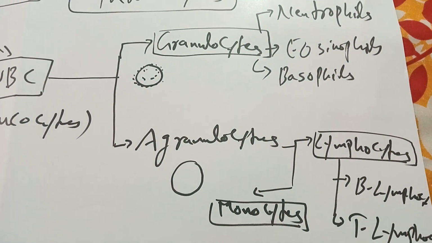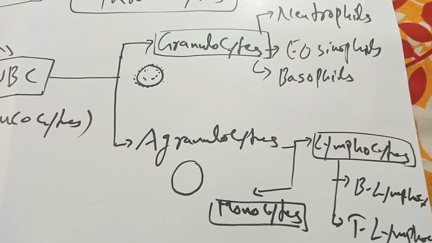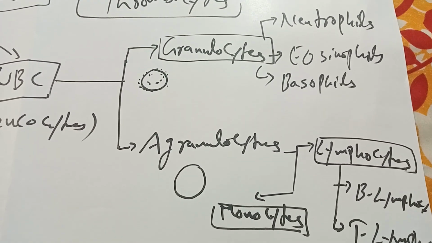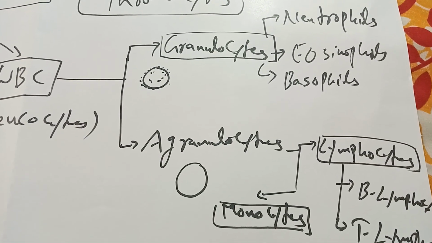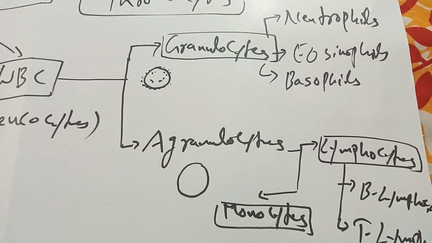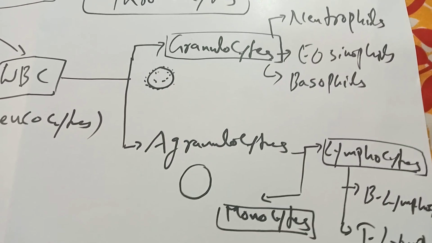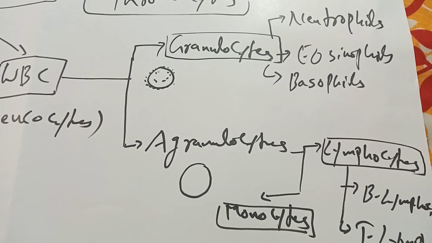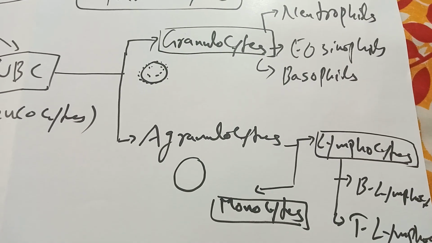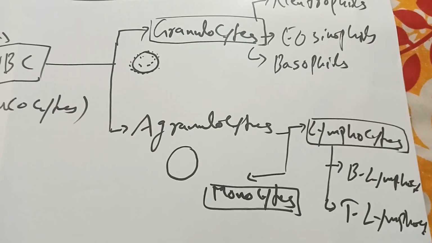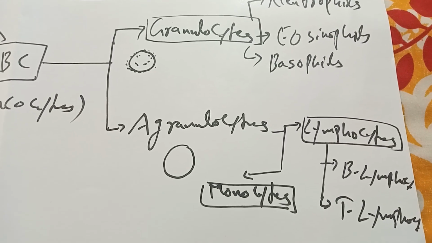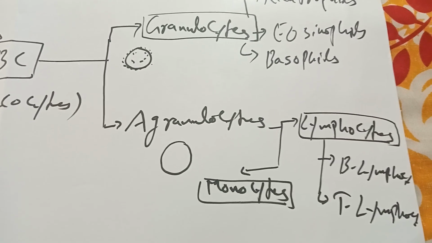Granulocytes have granule-like structures on the surface. Examples: neutrophils, eosinophils, and basophils. Agranulocytes, the type of WBC that have no granule-like structure on their surface, are known as agranulocytes. Examples: lymphocytes and monocytes. Lymphocytes have two types: B lymphocytes and T lymphocytes.